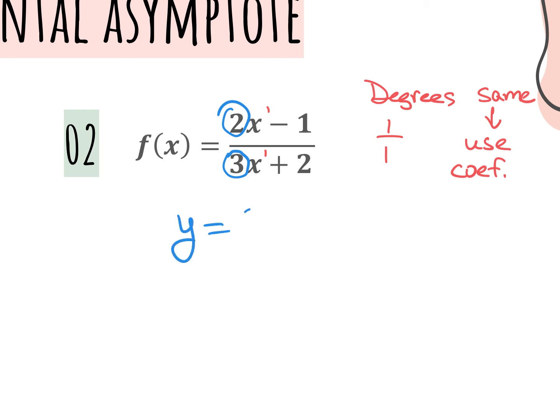And it's y equals. All of these horizontal asymptotes are going to be y equals. So when the degrees are the same, we're just using the coefficients. So the horizontal asymptote here is located at y equals 2/3. It's going to be that horizontal line going through 2/3. Let's try the next one.